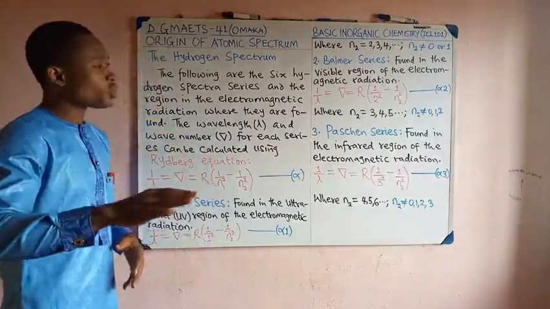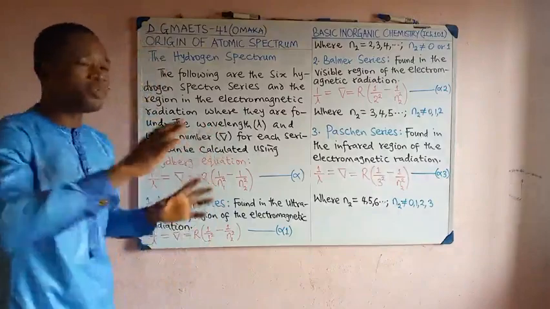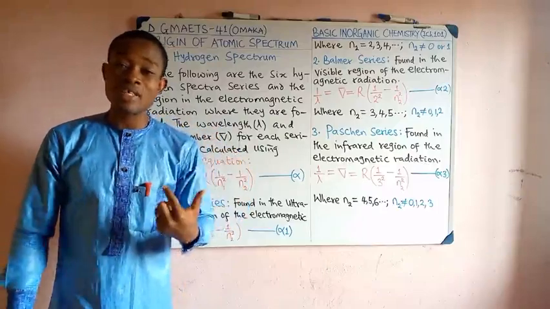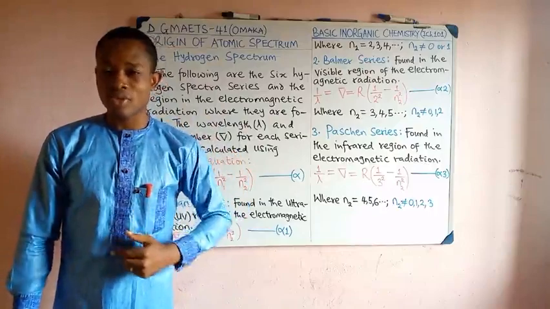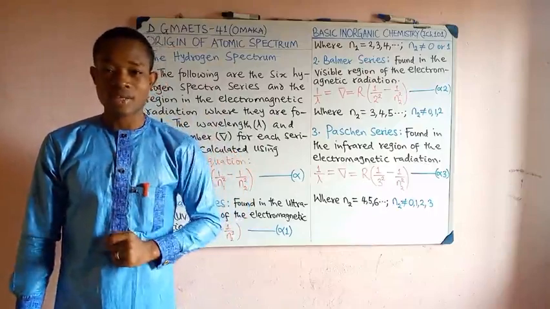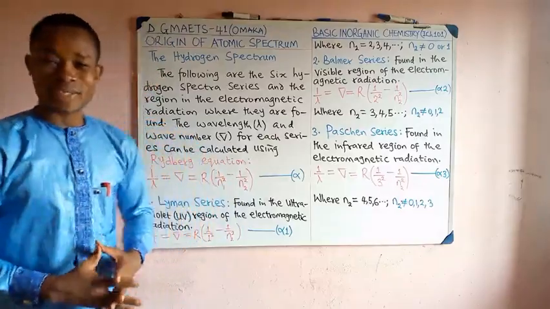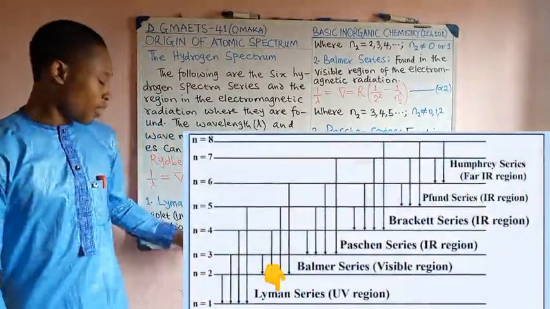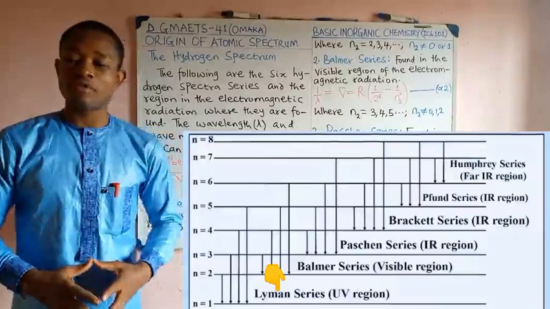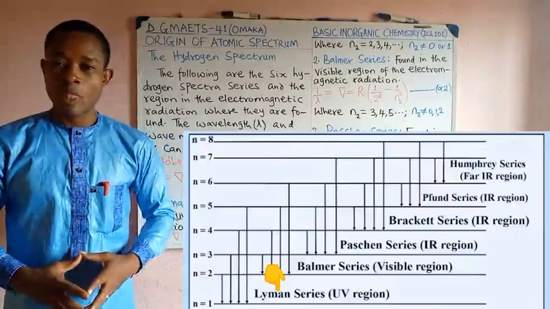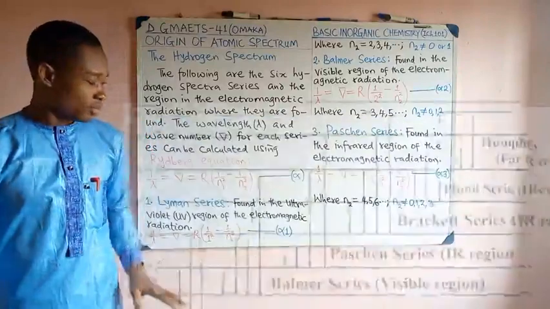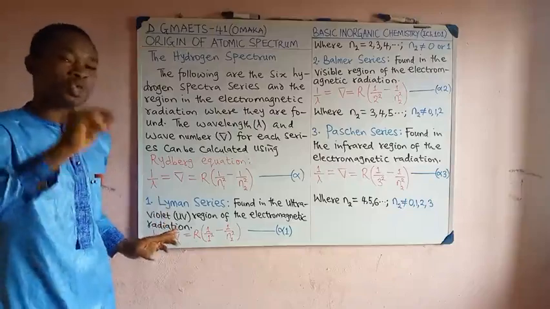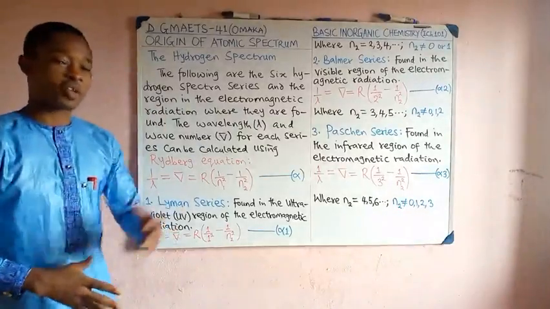It is important for us to also take note of the region of the electromagnetic radiation where each of these series in the hydrogen spectrum is seen. So let's do this. The first is the Lyman series. The Lyman series is found in the ultraviolet region of the electromagnetic radiation. What is the Rydberg equation for it? So you can see n1 is equal to 1 because this is the first series in the hydrogen spectrum. The first line.